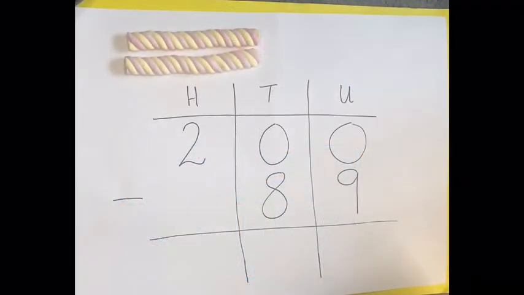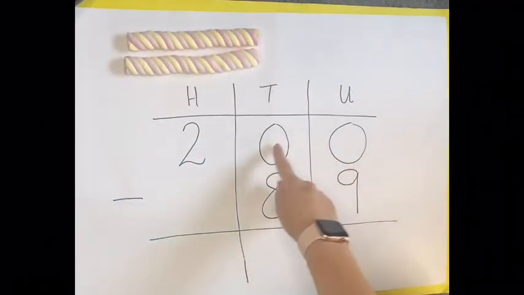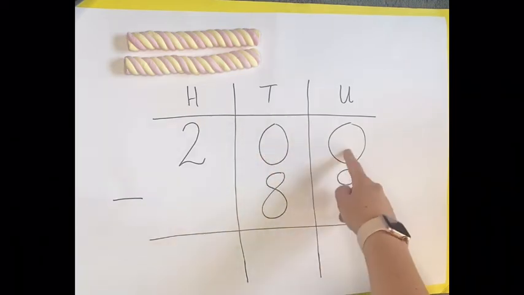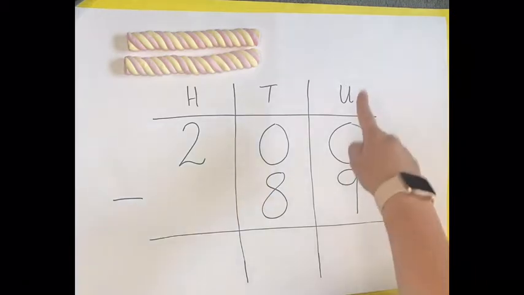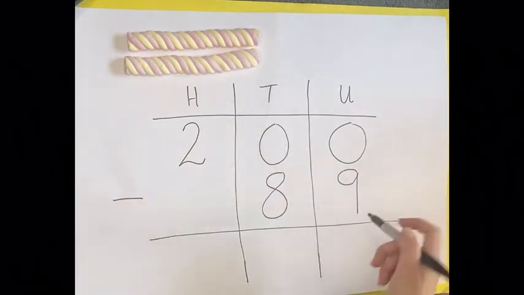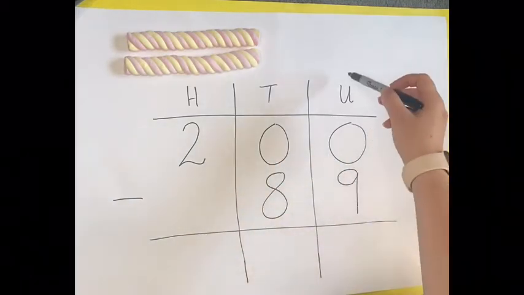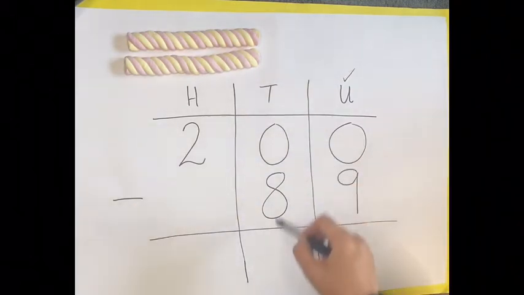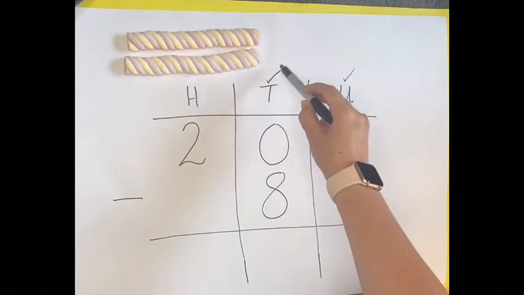Let's look at 200 take away 89. Obviously difficult because we have 0 in the number we're subtracting from in the tens and 0 in the units. If we look at each column individually, we know that in our units column we are definitely going to have to exchange. We have to exchange for the units. If we look at the tens column, we're going to have to exchange.